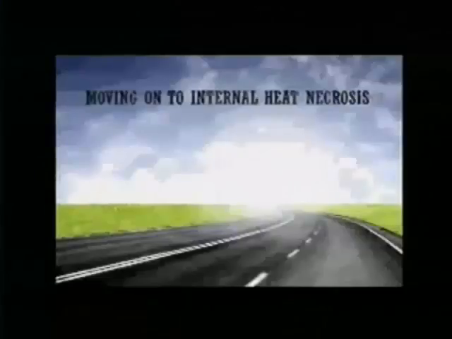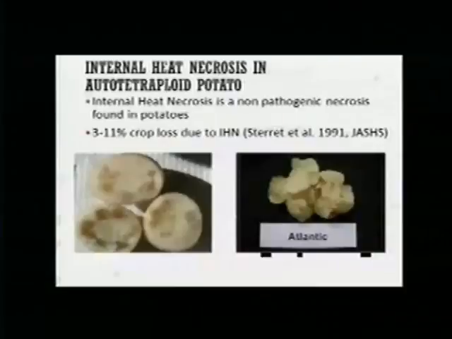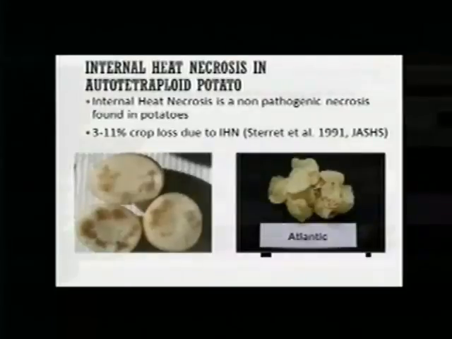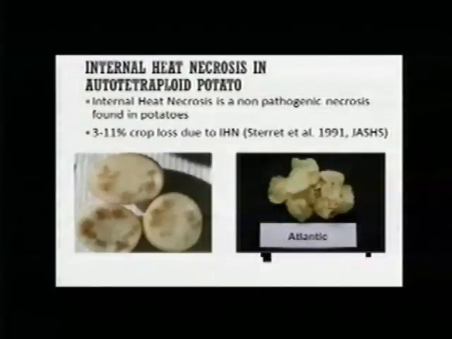So now we're going to move on to internal heat necrosis. Internal heat necrosis is a non-pathogenic necrosis found in potatoes. In North Carolina, it's responsible every year for 3 to 11% of crops in the field that just don't even get harvested. If you have 6% in your load that has IHN incidence, then you throw out the entire load. They won't accept it at the processing facilities. And they say that there are some acrylamide issues with it, but mainly it's just an ugly potato chip, and people don't like ugly potato chips.